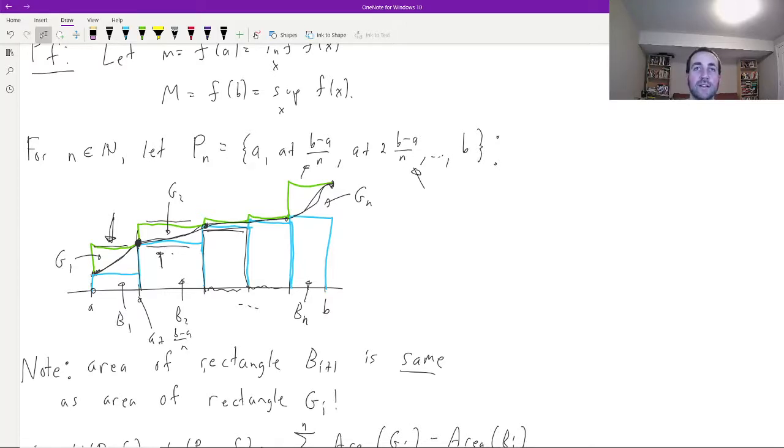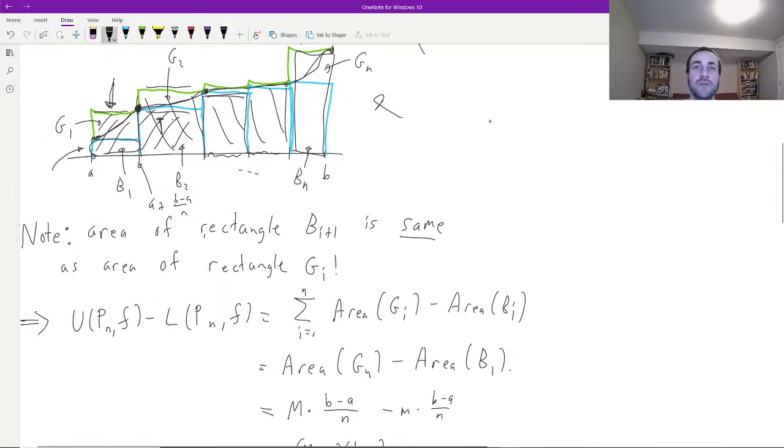And so if you look at the area that gets canceled out, well, this green rectangle gets canceled once, this blue rectangle gets canceled out, and so on and so forth. The only thing that survives at the end of that cancellation is this last green rectangle doesn't get canceled out by a blue rectangle over here, and this first blue rectangle doesn't get canceled out by a green rectangle over here to its left. All right, turning that into algebra, what happens, U of Pn, f minus L of Pn, f is exactly the sum of the area of the green rectangles minus the area of the blue rectangles.